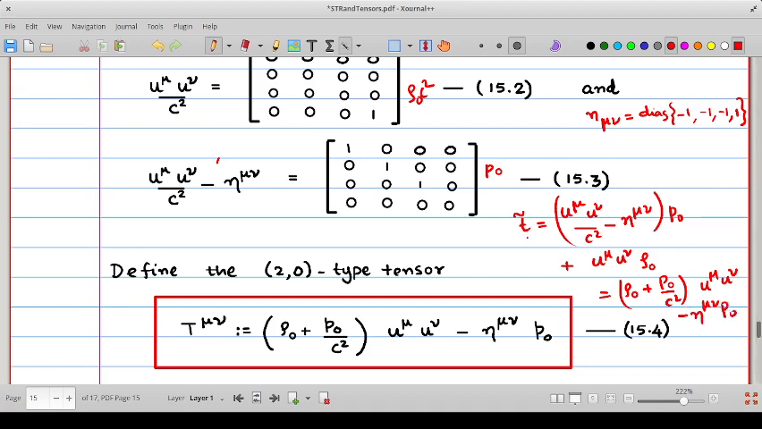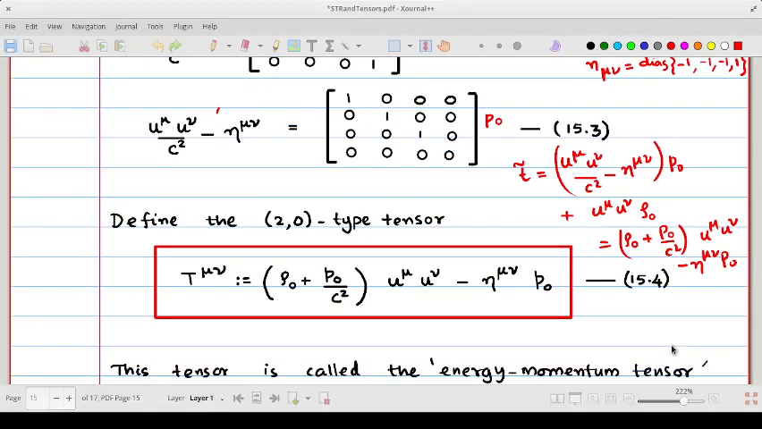So numerically, the components of this matrix are equal to the components of this object on the right hand side, but the object on the right hand side is a tensor, because this quantity p0 and this quantity rho 0 and also c are all invariant quantities, and these objects u mu u nu is a 2-0 type tensor, and eta mu nu is also a tensor of type 2-0.